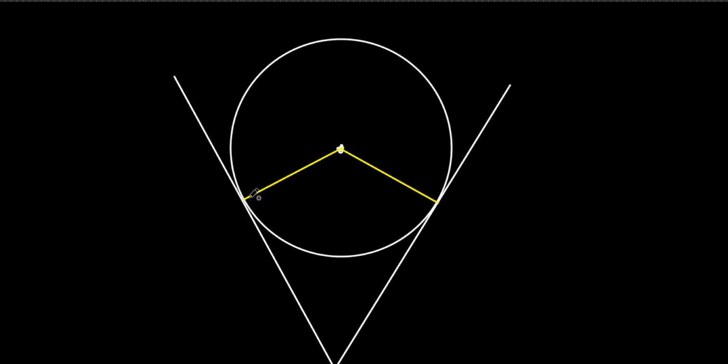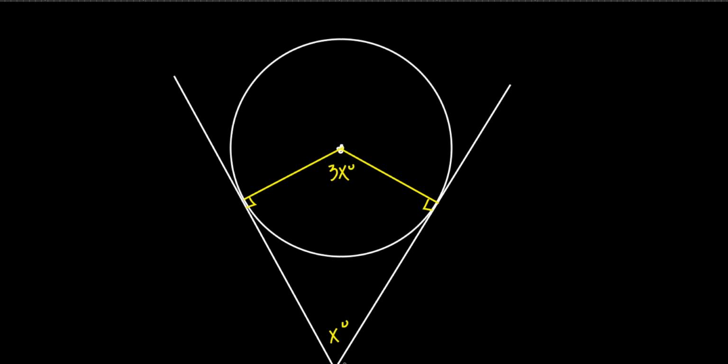What must be true about this angle right here? It's perpendicular. It's a 90-degree angle. Now they tell you some stuff. They say that this is 3x degrees. They say this one down here is x degrees, and that's it. So here's the question. The question is, find the measure of each angle of this quadrilateral.